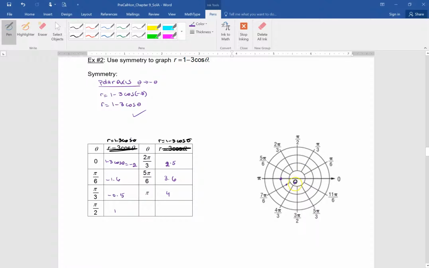At pi over 2, we're at 1. At 2 pi over 3, we're at 2.5. 1, 2.5. And then where are we at? 5 pi over 6, 3.6. So 1, 2, 3.6. And then at pi, I'm at 4.